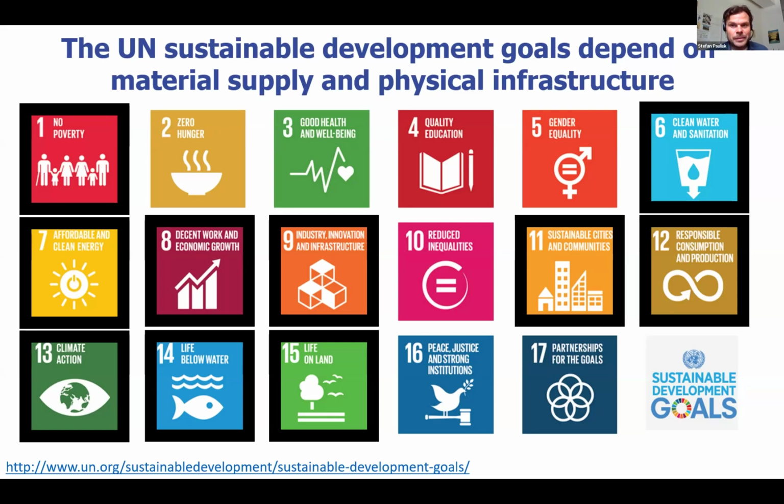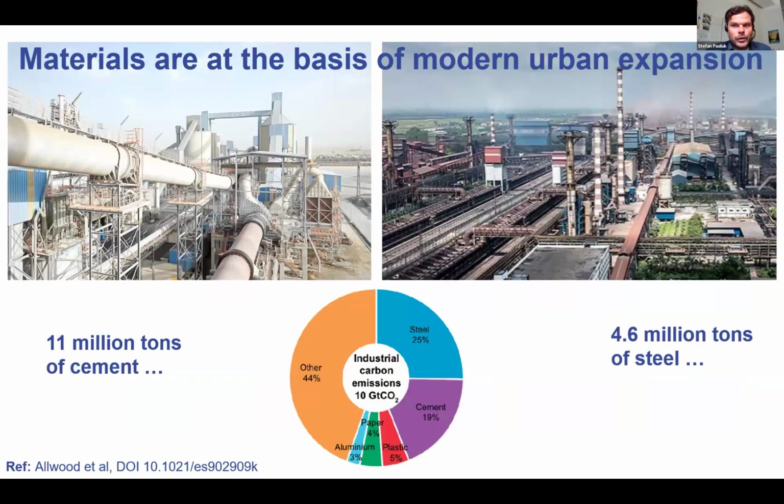Materials pose major sustainability challenges. They are at the basis of modern urban expansion, and the consequence is we need a lot of them. So the two bulkiest materials, cement and steel, we produce millions of tons of them, 11 million tons of cement, 5 million tons of steel, not per year, but per day globally. So this is a major thing. We need this again for the different sustainable development goals for urban development, but it also accounts for a quarter of all greenhouse gas emissions. So we have a tight coupling here between material consumption and greenhouse gases that's difficult to mitigate.